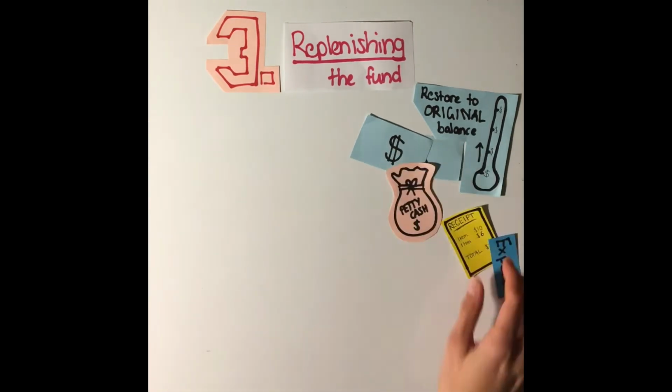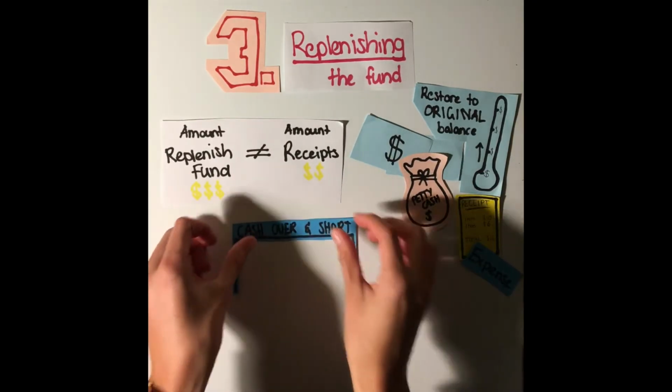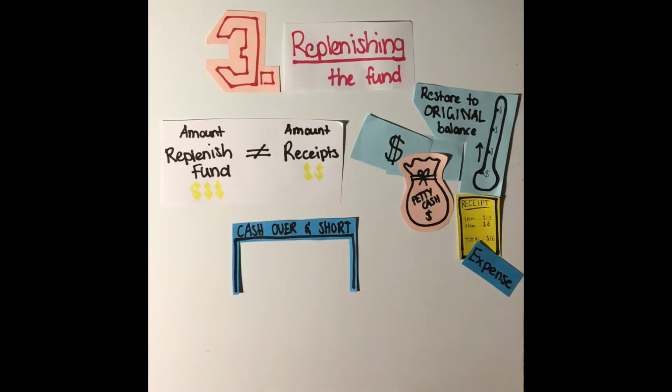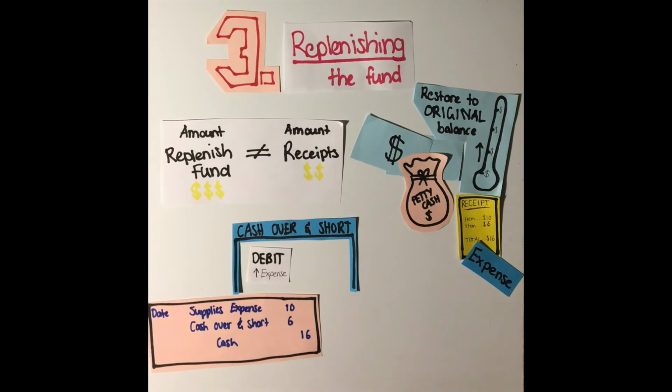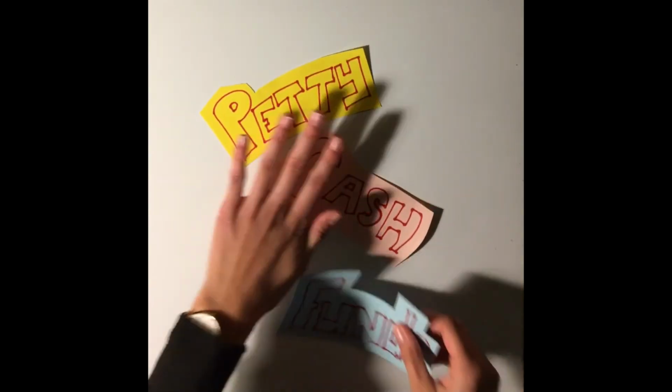However, at times, the amount needed to replenish the fund may not be equal to the total amount of receipts. This discrepancy is charged to a temporary account called cash over and short. This account can either be debited when the replenishment is greater than the amount of receipts, which thus increases expenses, or alternatively credited when replenishment is less than the amount of receipts, which reduces expenses. And thus, that concludes our discussion on the accounting concept of petty cash funds.